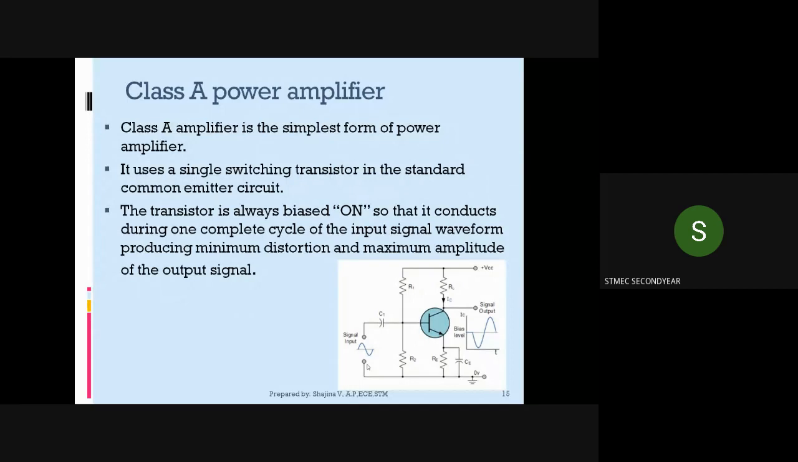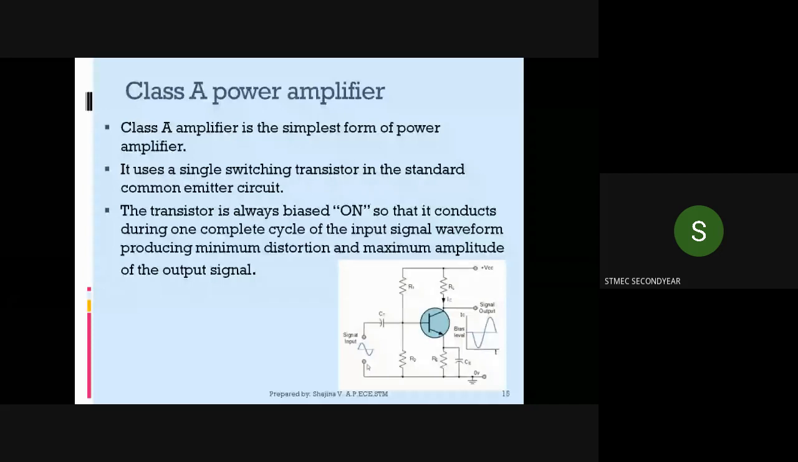And what is the purpose of the resistor RE? The emitter resistor stabilizes the Q point. So for stabilization purposes we are using this RE, and you will have a bypass capacitor. This is similar to our common emitter configuration. The difference is that RL will be very low compared to our normal voltage amplifier. The load resistance value will be very low in the case of a power amplifier.